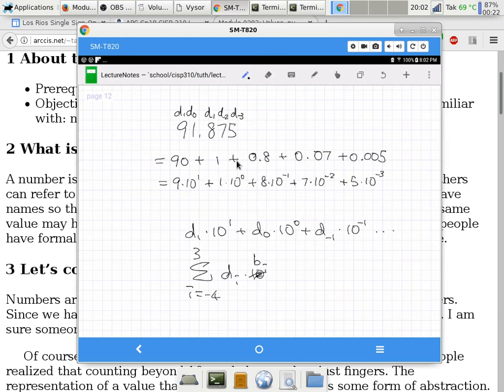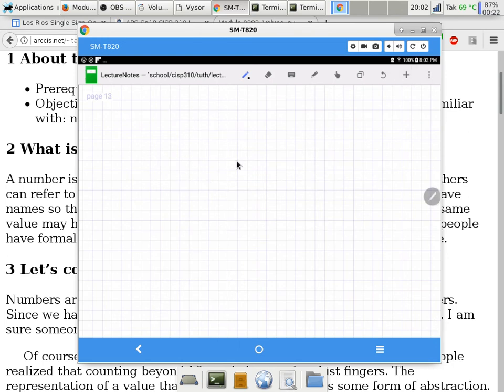So let's explore base 7. Let's see if we can deal with base 7, okay? So I'm going to open the new slide here. We'll pick a value in base 10 so that we can at least specify that amount.